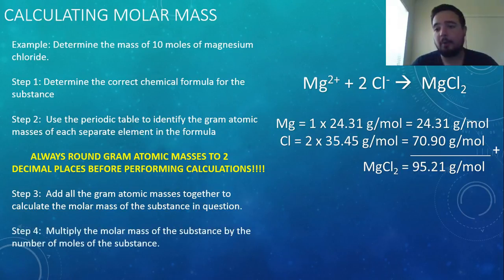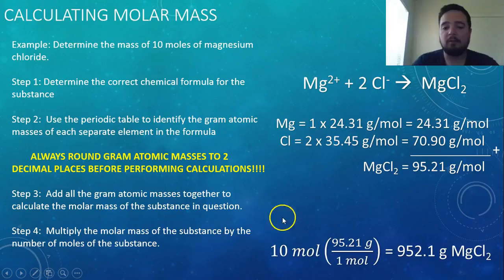Then you multiply the molar mass of the substance by the number of moles of the substance that's given in the problem. I want to determine what the mass of 10 moles of this is. I know that for every 1 mole, it's 95.21. So what I do is I take my 10 moles and multiply it by my molar mass, which is grams per mole. And then you get 952.1 grams of magnesium chloride.